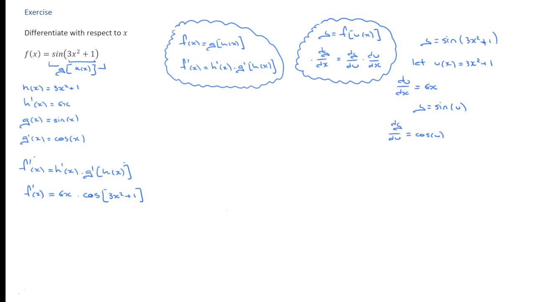And so now, bringing this all together using this formula for the chain rule, we have dy/dx equals dy/du times du/dx, which is cosine of u times 6x. Replacing u by its expression, 3x squared plus 1, that's equal to cosine of 3x squared plus 1 times 6x, which we can write as dy/dx equals 6x times cosine of 3x squared plus 1.